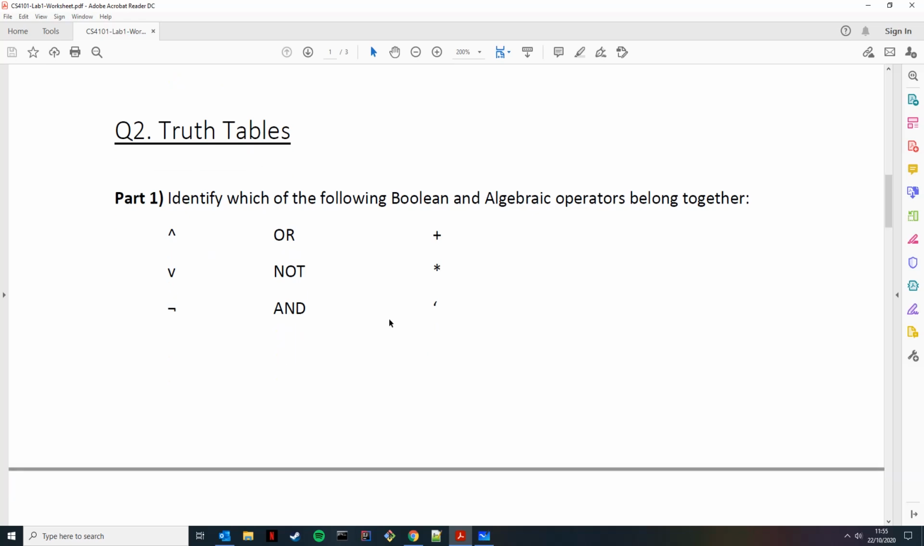So now we move on to question 2 in truth tables. For part 1, identify which of the following Boolean algebraic operators belong together. So let's draw them out. Question 2, part 1.